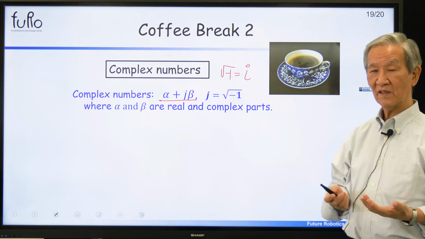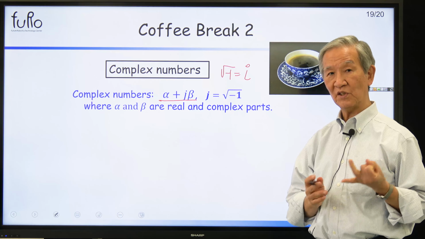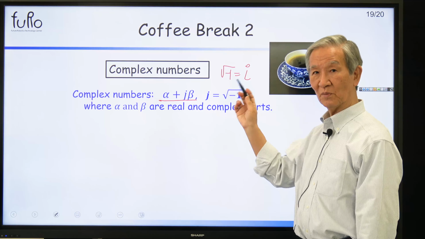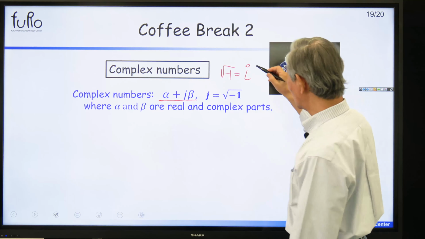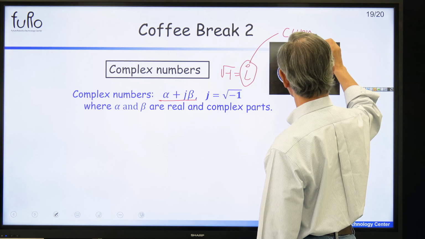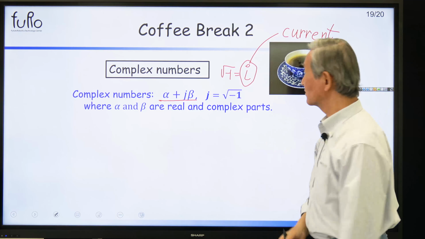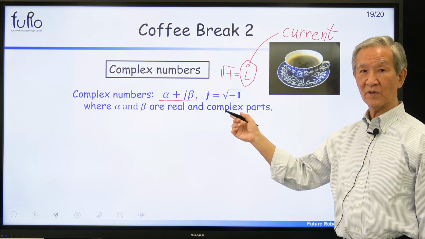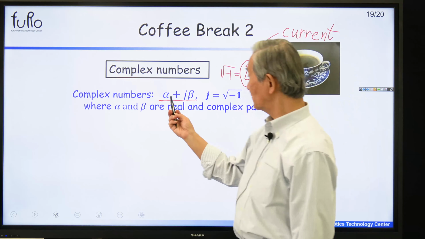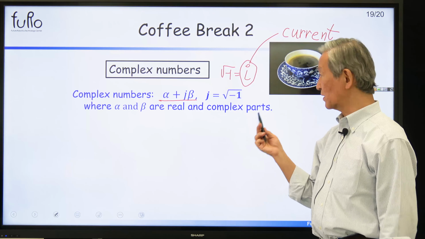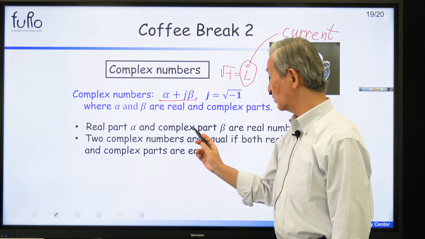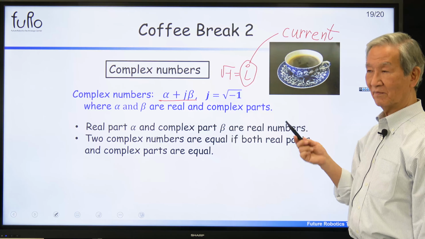But in university, in the field of robotics and engineering, especially electrical engineering, we do not use i for the root of -1. Why? Because i here is reserved for current, electric current. So we cannot use i for this one. That's why we use j here. And this alpha and beta are called the real and complex parts. And real part alpha and complex part beta are real numbers.